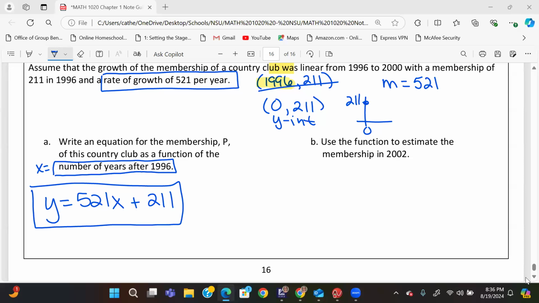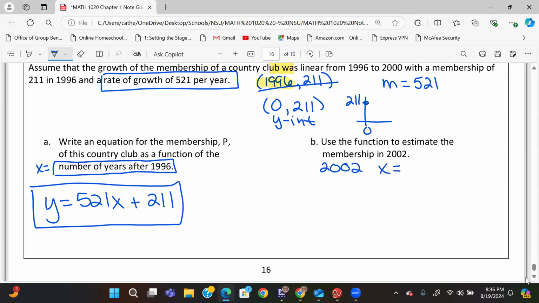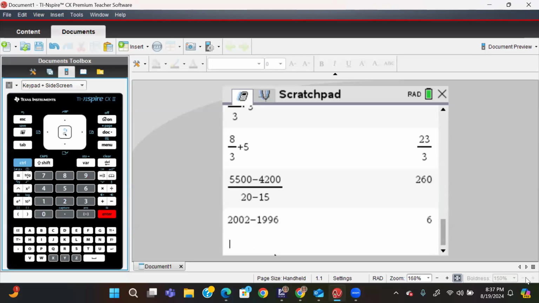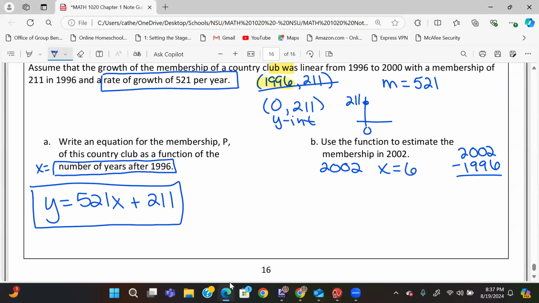The second part, use the function to estimate the membership in the year 2002. So what x value do we use for 2002? How many years after 1996 is 2002? All right, I'm going to pull up the calculator. So that's going to be 6 years. So instead of plugging in 1996, we're going to plug in 6 to the equation.